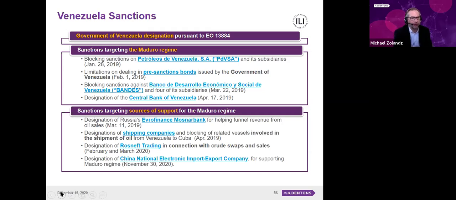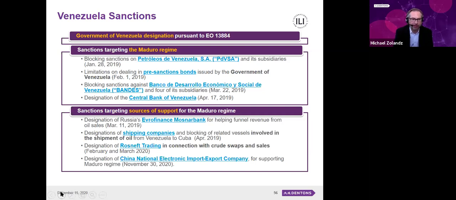But in addition, there were a number of more specific or indeed enhanced sanctions targeting the Maduro regime over the last 12 to 18 months, including the blocking of PDVSA and its subsidiaries, limitations on dealing in government of Venezuelan bonds, which were a source of revenue to the government. Specific blocking sanctions against the Venezuelan central bank, as well as Bandes, which is essentially a not government-owned, but government-influenced bank.